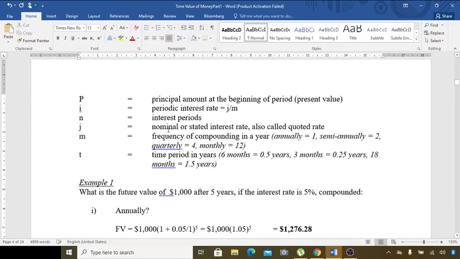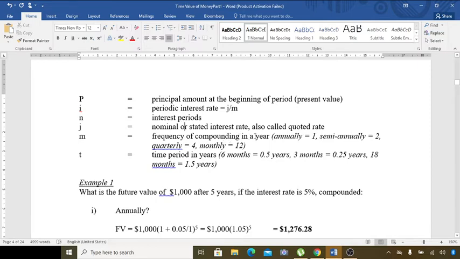is the nominal or the stated interest rate, and we can also call it the quoted rate. Say for example, you have a brochure of a banking product, and they offer a certain investment with say 3.5% interest rate. That 3.5% stated there in the brochure, or quoted there in the brochure, is what we call the nominal. That is our J. Whereby M is the frequency of compounding in a year.